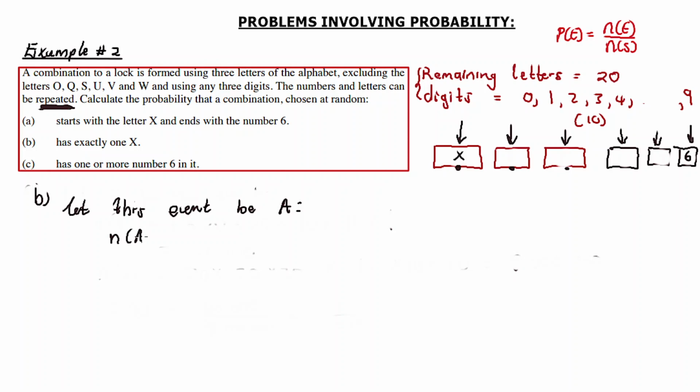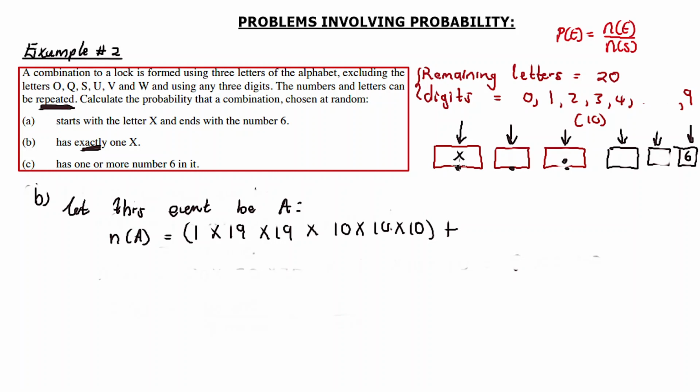So the number of outcomes in A is equal to the following. Since the first block is X, I only have one choice for the first block. So it's 1, times has exactly 1 X. You cannot repeat X this time. Meaning you cannot repeat X. So now, after making this square X, I only have 19 choices for the letters. Times 19 for this block. Times 10 times 10 times 10, for the digits, for the 3 squares.